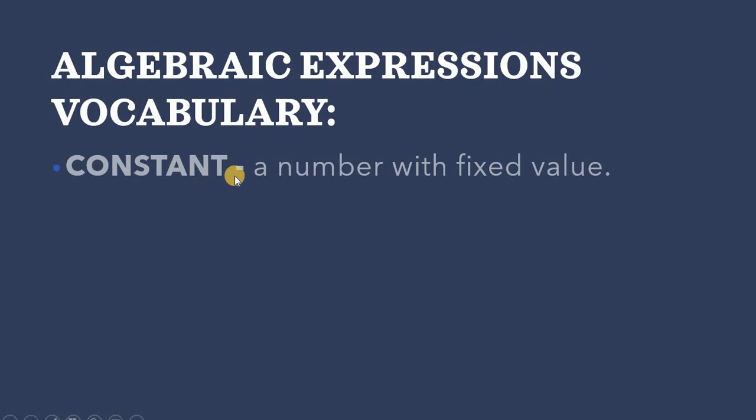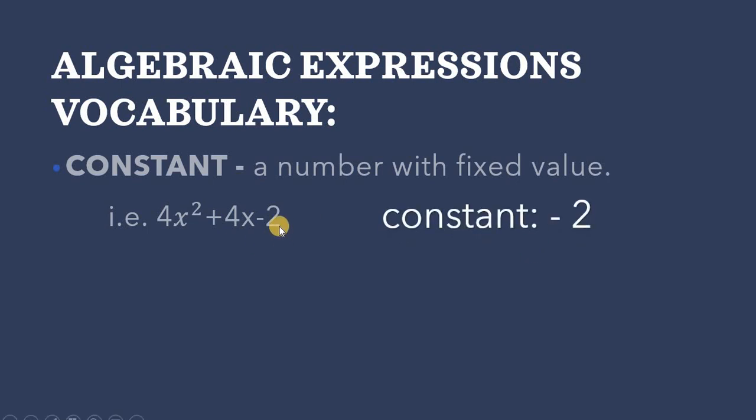How about the constant? So, when we say constant, a number with fixed value. So, hindi na siya mababago. Fixed na yung value niya. Example, 4x squared plus 4x minus 2. What is the constant for this algebraic expression? Sabi, fixed value. Okay? Hindi na magbabago. So, the constant for this expression is negative 2.